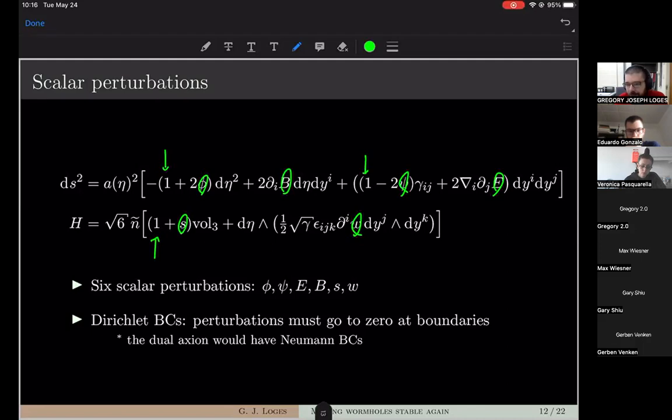Now you might ask, okay, why are there 6? If I do this in the axion picture, I would only have the 4 for the metric and then the scalar itself, that would be 5. But of course, we've yet to impose the constraints on the system. The fact that DH is constrained to be 0 will relate W and S to one another. And for all 6 of these perturbations, they should go to 0 at the boundaries.